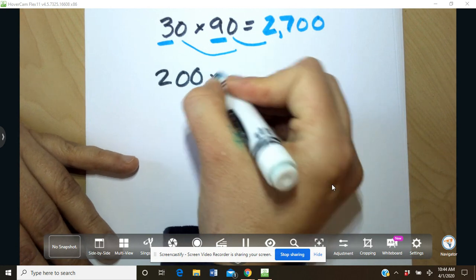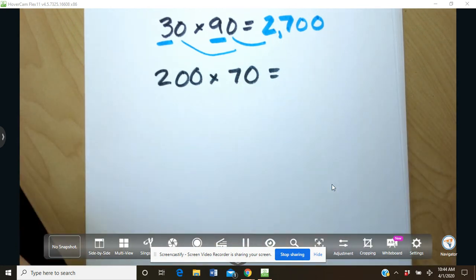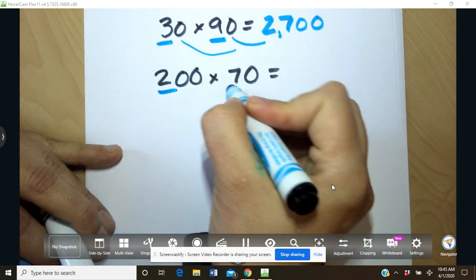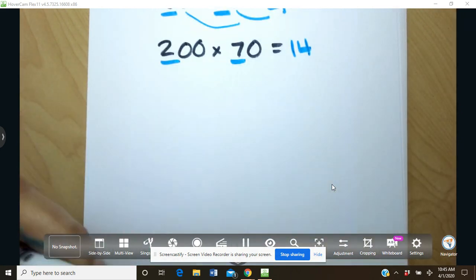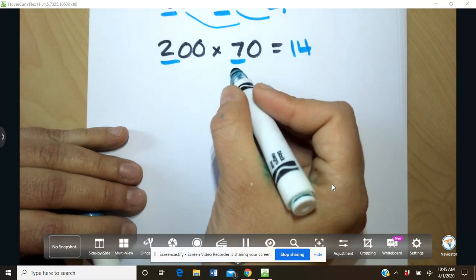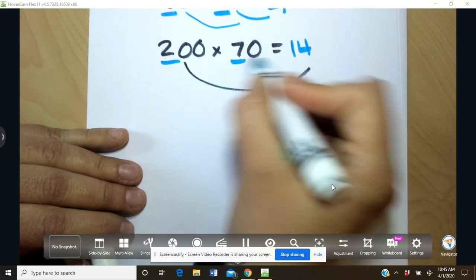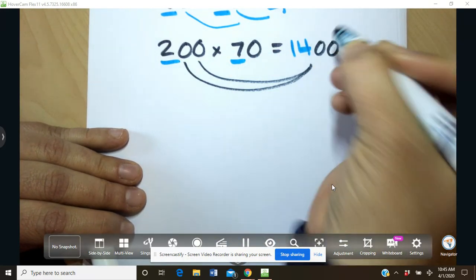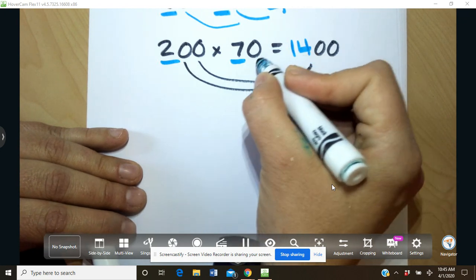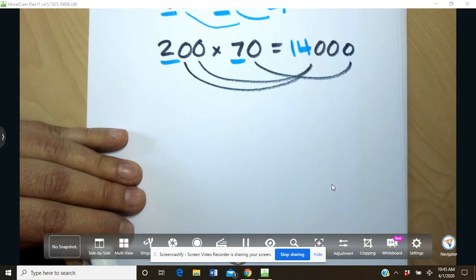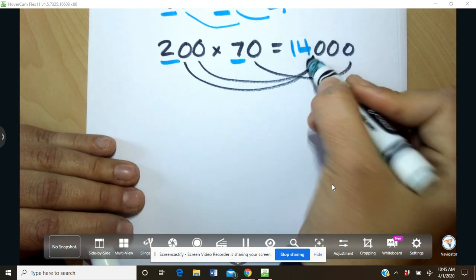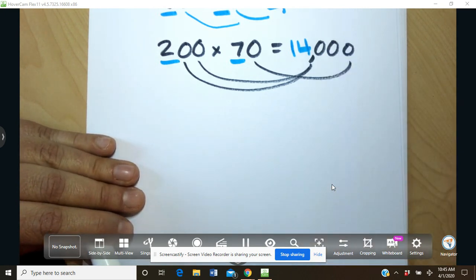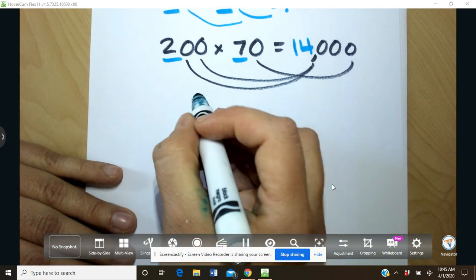200 times 70. We look for our basic fact. We know 2 times 7 is 14. We then look at the zeros. This isn't just a 2, this is a 200, so we need those two zeros. And this isn't just a 7, it's a 70, so we need that 0. So instead of the answer being just 14, it is 14,000. All right, let's try another.